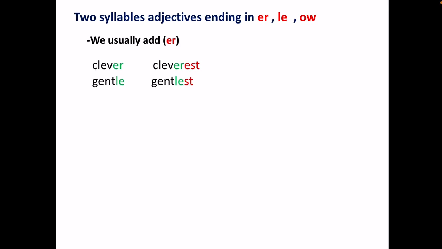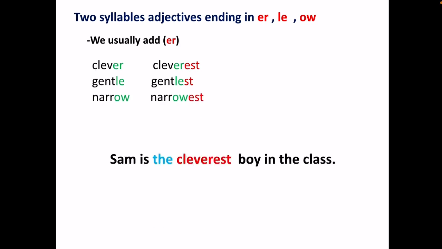If I have a two syllable adjective ending in er, le and ow, إذا كان عندي صفة من مقطعين صوتيين لكن تنتهي ب er, le or ow, in this case we're going to add est. Clever, cleverest. Gentle, gentlest. Narrow, narrowest. Sam is the cleverest boy in the class.